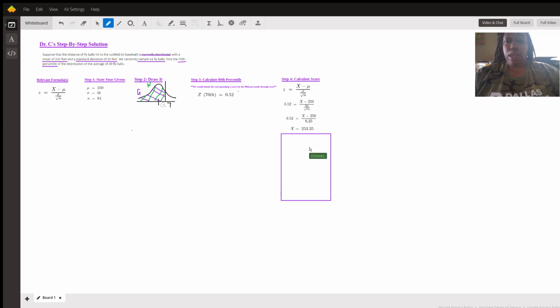You keep going and get x by itself, and when you do, it gives you x equals 253.25. So at this point, this is your answer. We're going to box it because we're done.